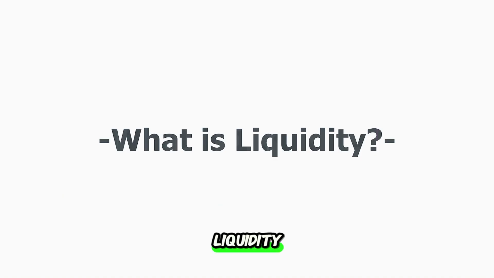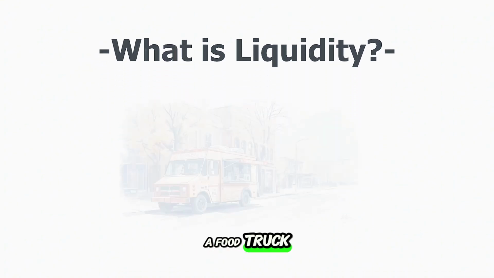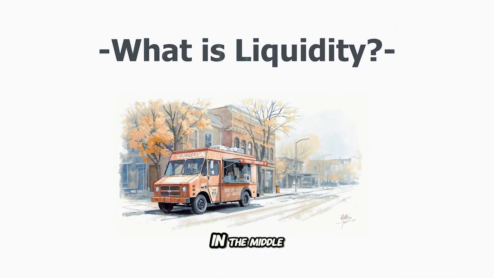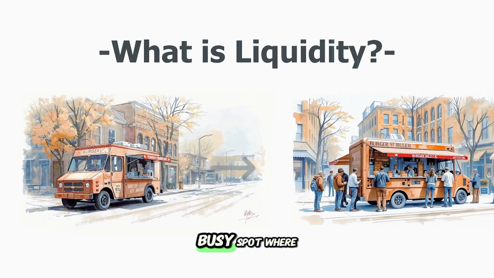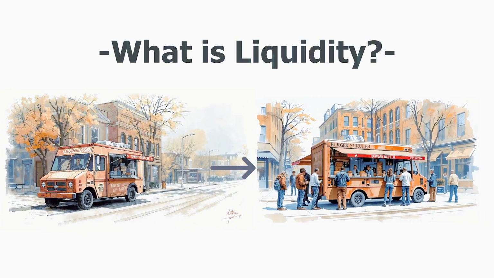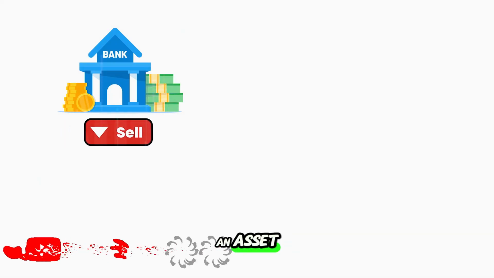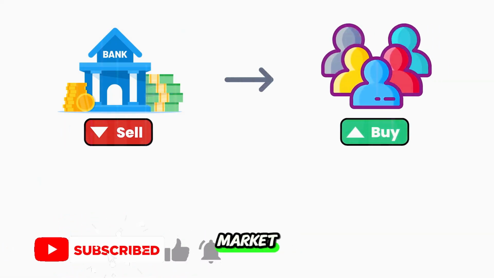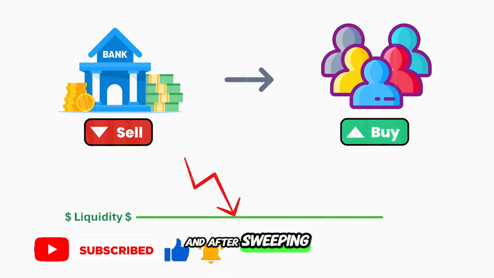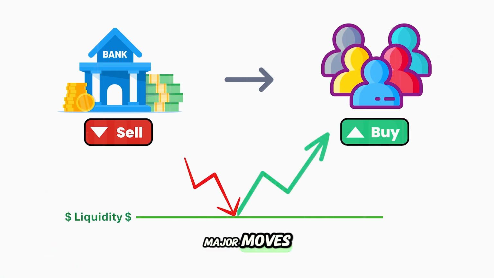So what is liquidity? Imagine you have a food truck with a lot of burgers to sell, but you're parked in the middle of nowhere. You wouldn't be able to sell many burgers in that location. To sell them, you'd need to move to a busy spot where hungry buyers are waiting. That busy spot is your liquidity area. In financial markets, it's the same idea. If smart money wants to sell an asset, they need a large number of buyers in the market. So the price is first drawn to liquidity areas, and after sweeping those areas, it makes the major moves.